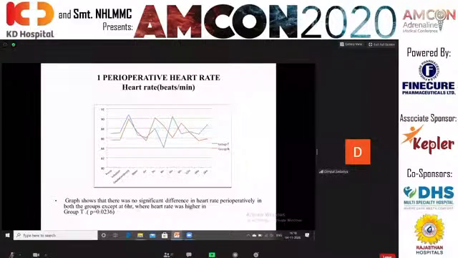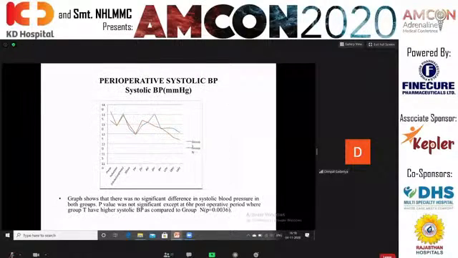This is the effect on heart rate. This shows that there is no significant difference in the heart rate perioperatively in both the groups, except at the 6 hour, where heart rate was slightly higher in group tramadol. This is systolic BP. The graph shows no significant difference also in systolic blood pressure in both the groups. P-value is 0.0036.